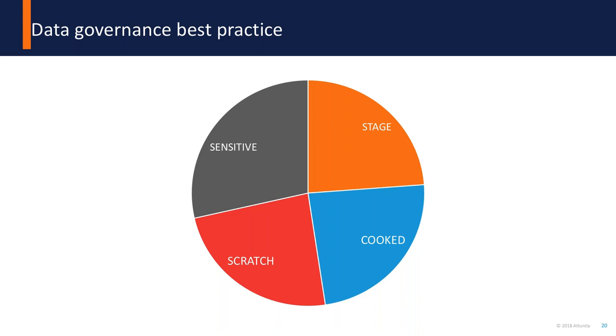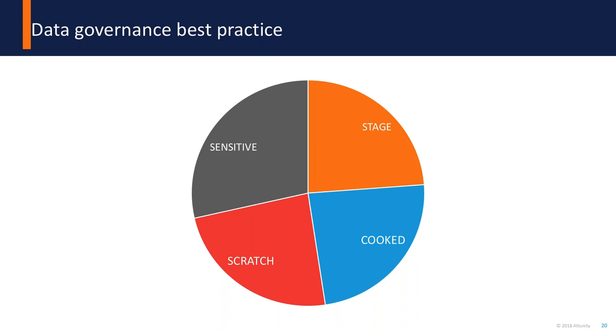So what you see here is a pie chart. I'm just trying to paint a simple picture for you of how a data lake might be organized, or how you might consider organizing it. So here we have four logical buckets and I'll go through them.